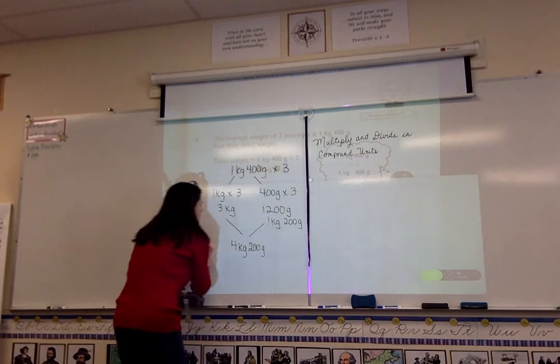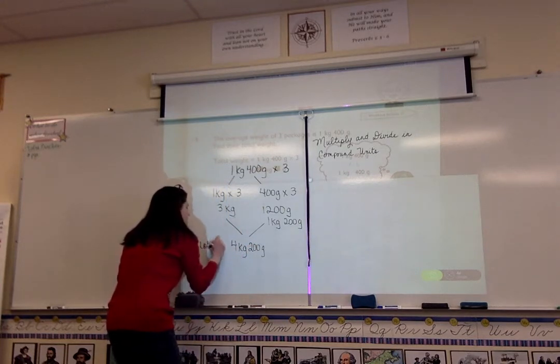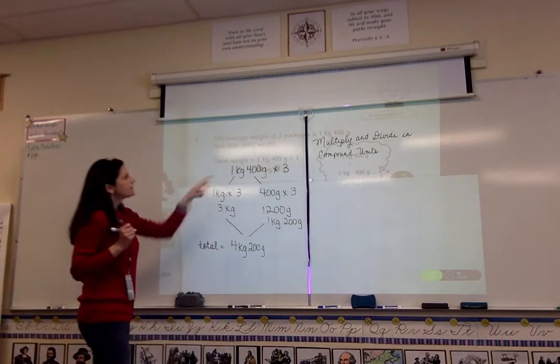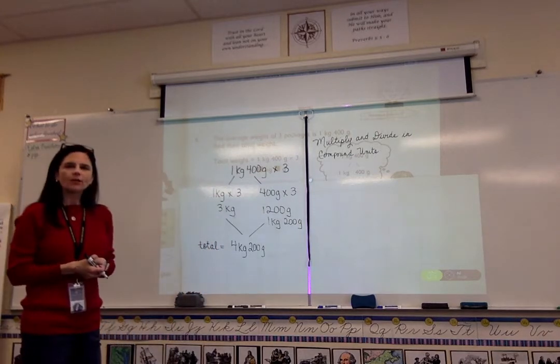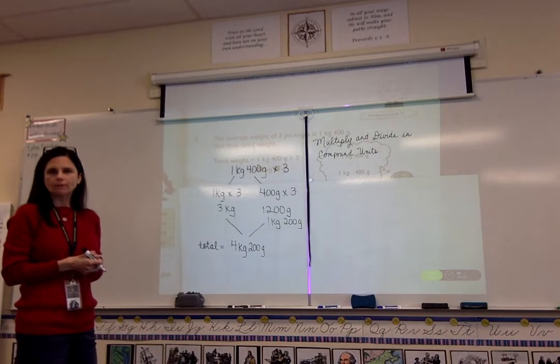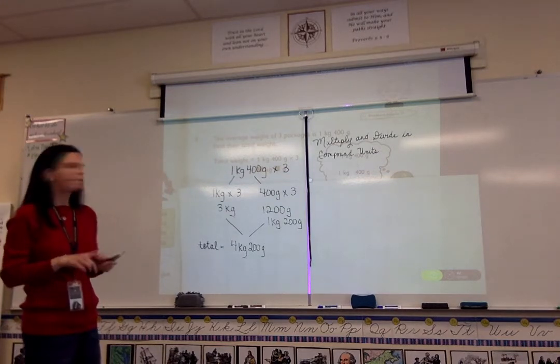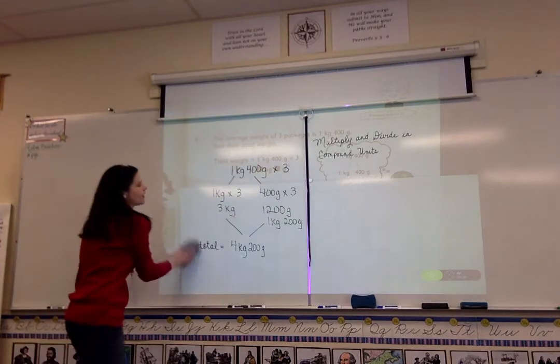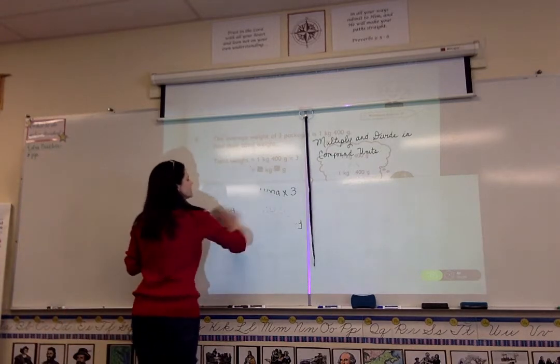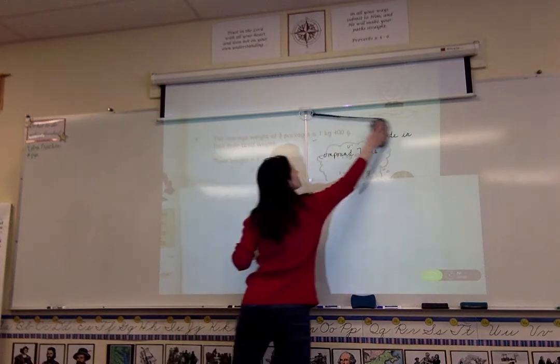So therefore, the total weight of these 3 packages is 4 kilograms, 200 grams. Okay, so we've just multiplied in compound units. All right, I'm going to erase this. Let's look at another example here.